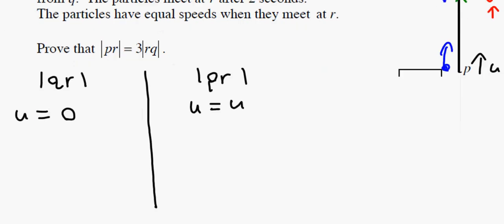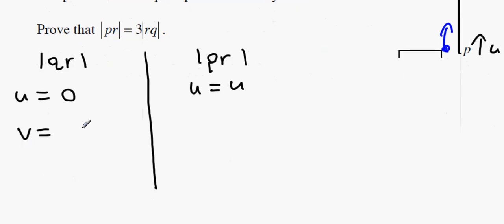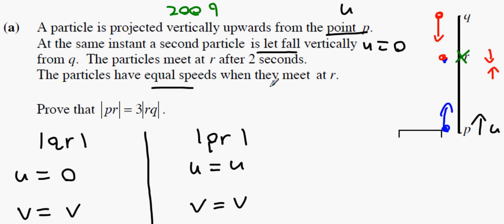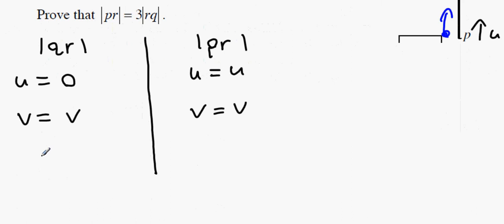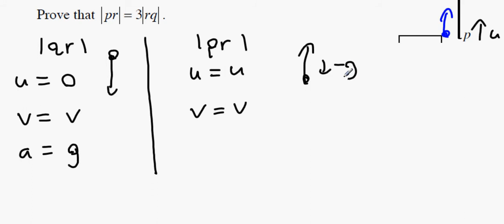Then we're going to go for V. We know that the V's are equal to each other. That's the good thing about this question. We know that the velocities are equal when they collide, because the particles have equal speeds when they meet at R. It's very important. Let's go for A's. For A, for the QR system, it is going to be 9.8, or gravity. So we just call it g, and g is working with it because the particle is falling. But for PR, gravity is working against it because gravity is acting downwards, so A is going to be minus g for this one.